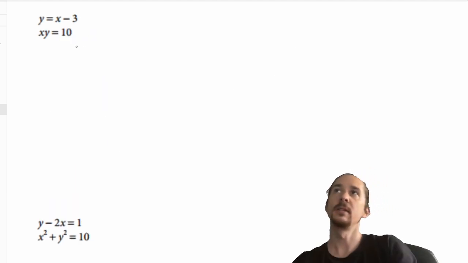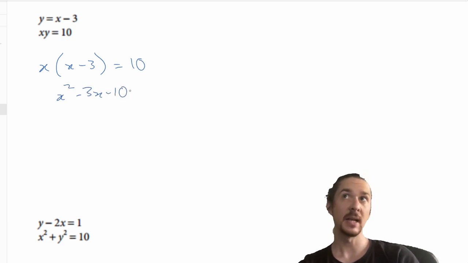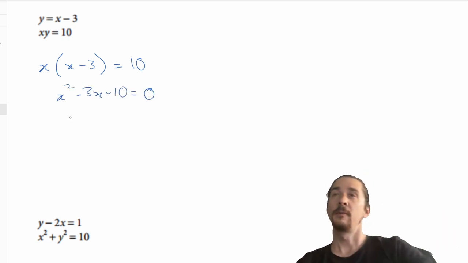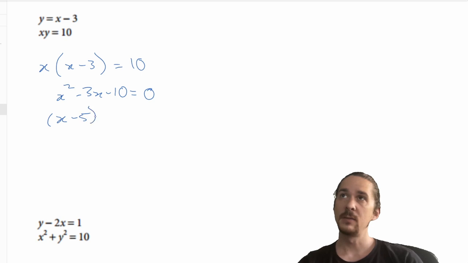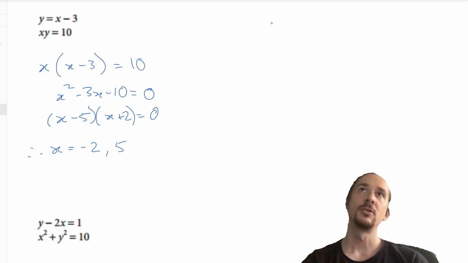Fantastic. Y is x minus 3. I'm going to substitute that in. So we're going to have x times x minus 3 equals 10. X squared minus 3x minus 10 equals 0. 5 and 2, -5 and +2, x minus 5, x plus 2 equals 0. Therefore, x equals -2 or 5. And so our two answers will look like this.